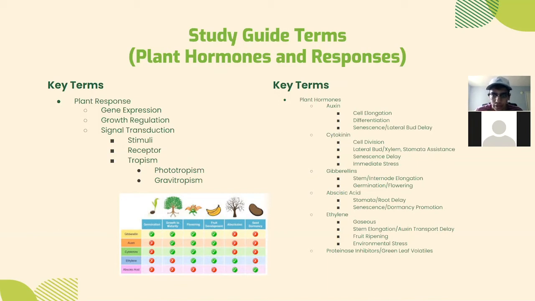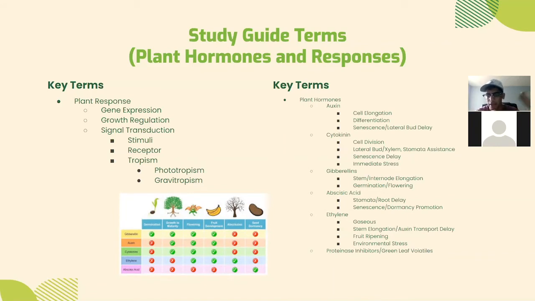Then you have the next plant hormone, which is cytokinin. And cytokinin is all about cell division, and that's pretty easy to understand when you think of cytokinin, cytokinesis. Cytokinesis is the process through which the plant cells divide. And so that's like the big thing about cytokinin. But it also helps with lateral bud growth, with xylem growth, and with stomata opening. So it's really about development of the plant in specific avenues.